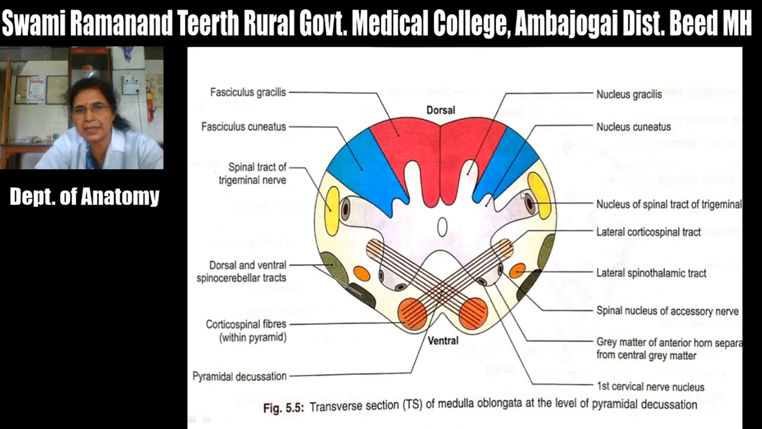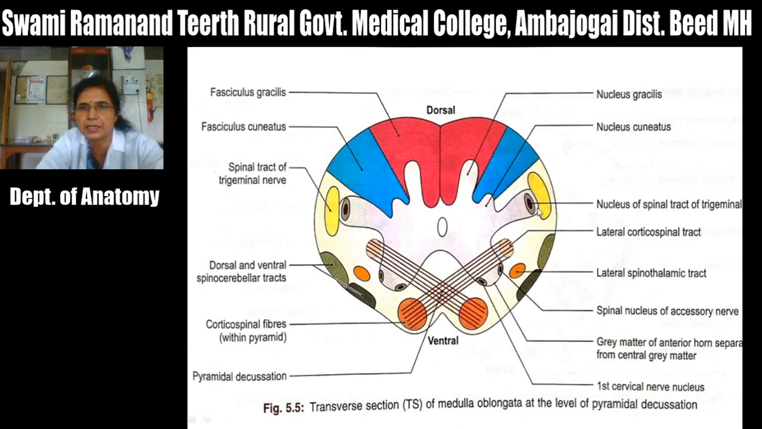From the apex, that projection forms the nucleus of the spinal tract of the trigeminal nerve, and below this nucleus it continues as the substantia gelatinosa, and this nucleus externally is covered by the spinal tract of the trigeminal nerve. Then from the base of this posterior horn, two projections extend into the fasciculus gracilis and fasciculus cuneatus, and these projections are nothing but the nucleus gracilis and nucleus cuneatus.